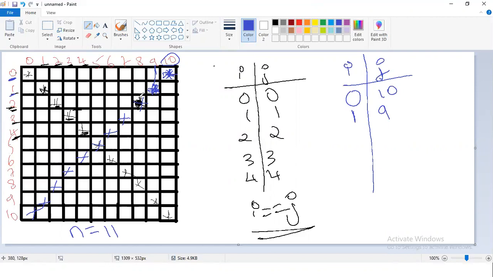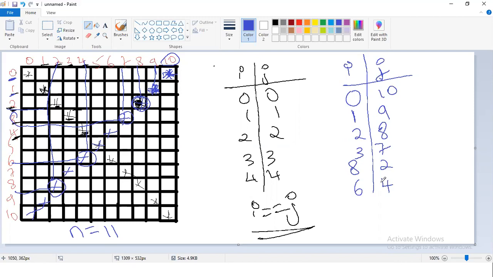To print this star, what's the value of I? Value of I is 2. What's the value of J? Value of J is 8. To print this star, what's the value of I? Value of I is 3. And value of J is 7. And if I keep on continuing like that, and if I pick any one of the stars, for this star, what's the I value? 8. What is the J value? J value is 2. If I pick any star right here, what's the I value? 6. And what's the J value? 4.